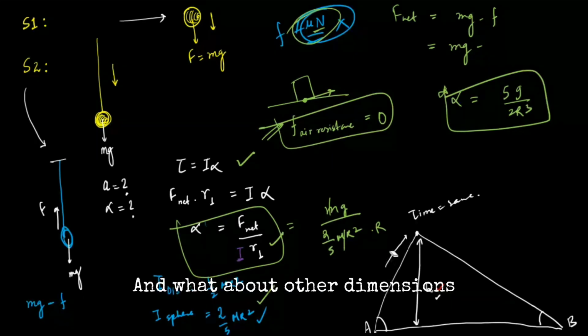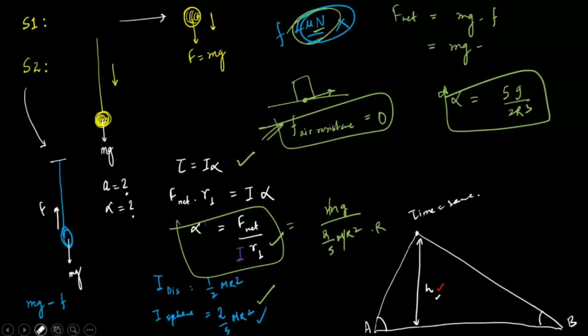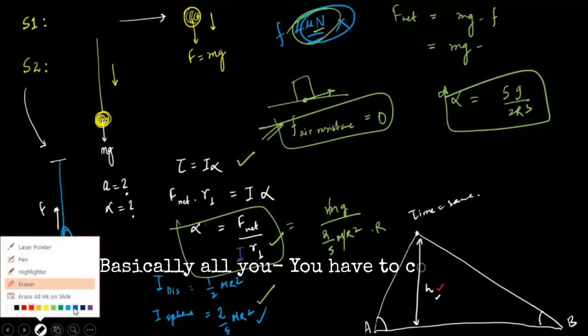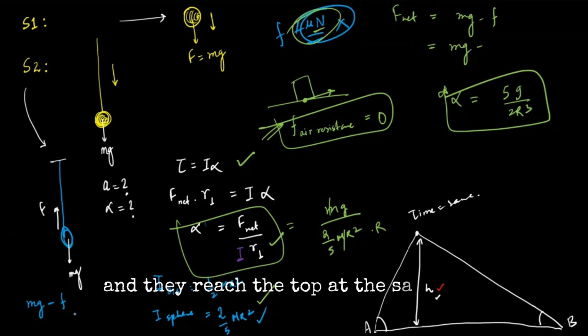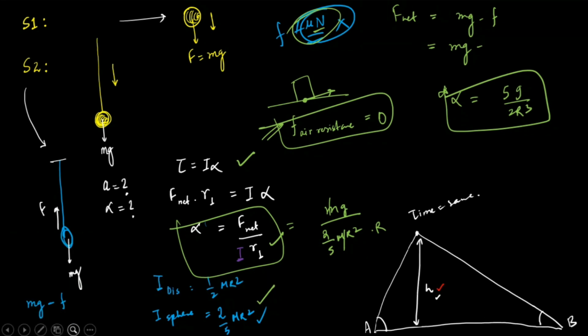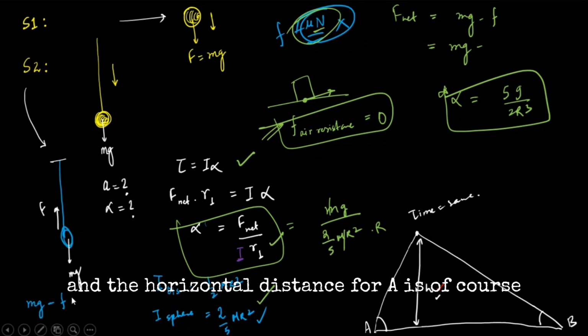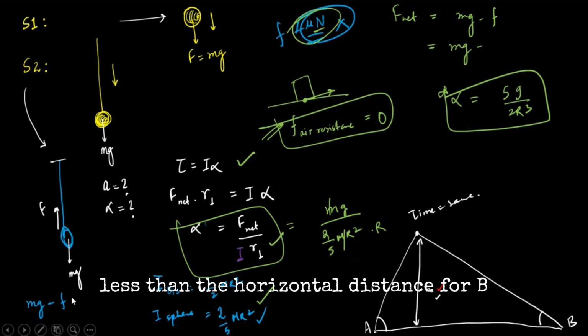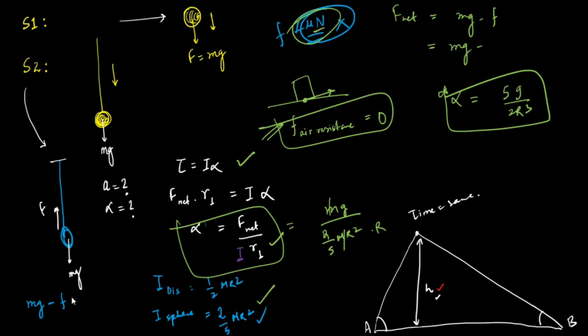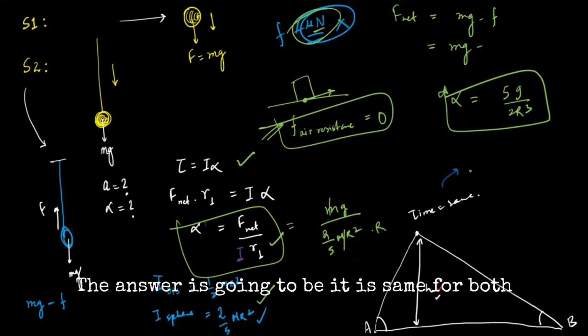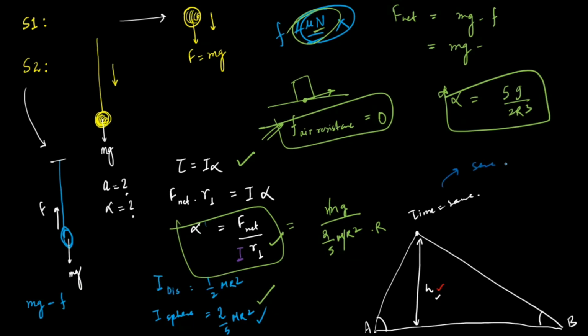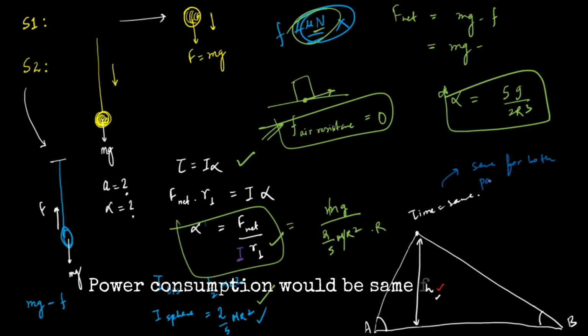What about other dimensions? There are no angles given, there's no need. You have to compare the power, and they reach the top at the same time. The horizontal distance for A is of course less than the horizontal distance for B. The answer is going to be that it is the same for both. Power consumption would be the same for both.